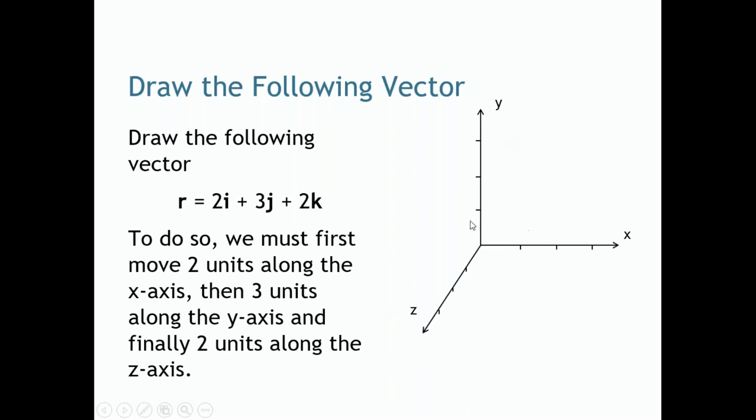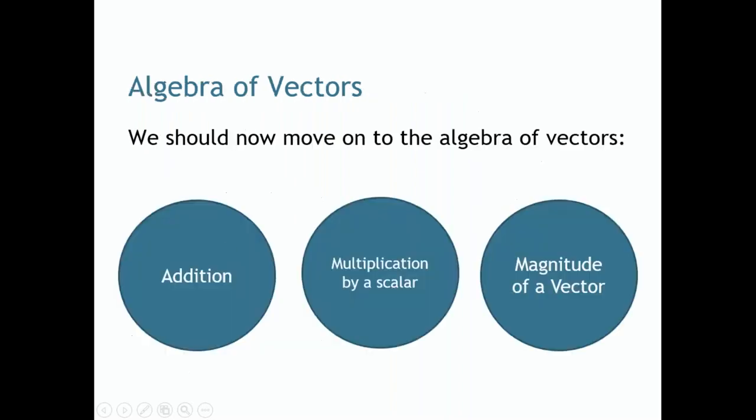So we could have what we do there. You see my 2 there, and you see my 3 there, and you see all you need to know about that. Now, we could move on to the algebra of vectors: addition, multiplication by scalar, and magnitude of vectors. So these are what we'll look at.